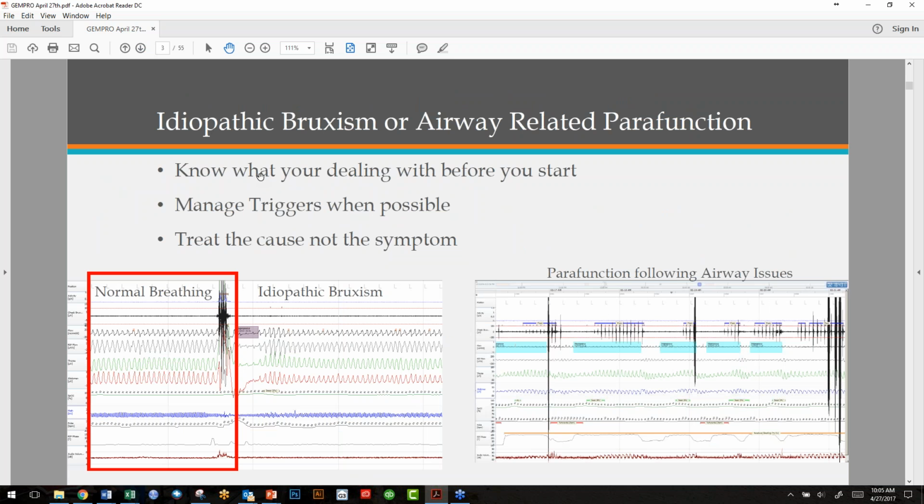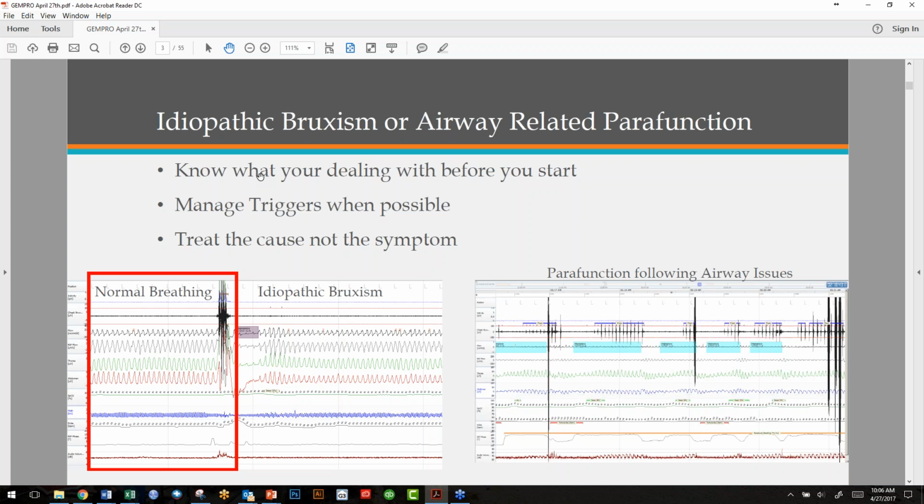I wanted to talk about idiopathic bruxism, and by that I mean specifically parafunction or a clench or a grind that has no obvious trigger. So it's a disorder in and of itself compared to parafunction secondary to an airway issue. If you look at these 2 images, look at the red box, and just prior to that giant clench, you see totally normal breathing. It's absolutely normal, and then the patient just has an enormous clench. This is what I would call idiopathic bruxism.